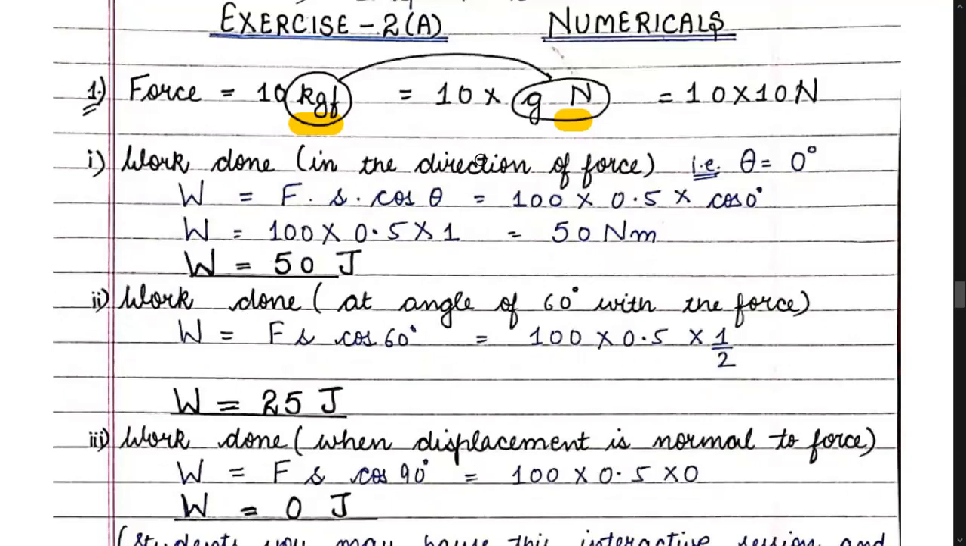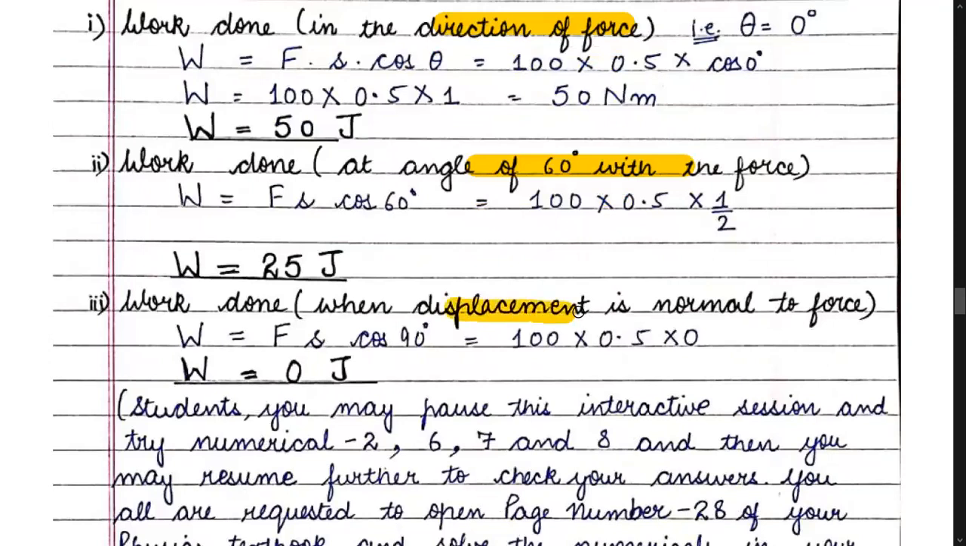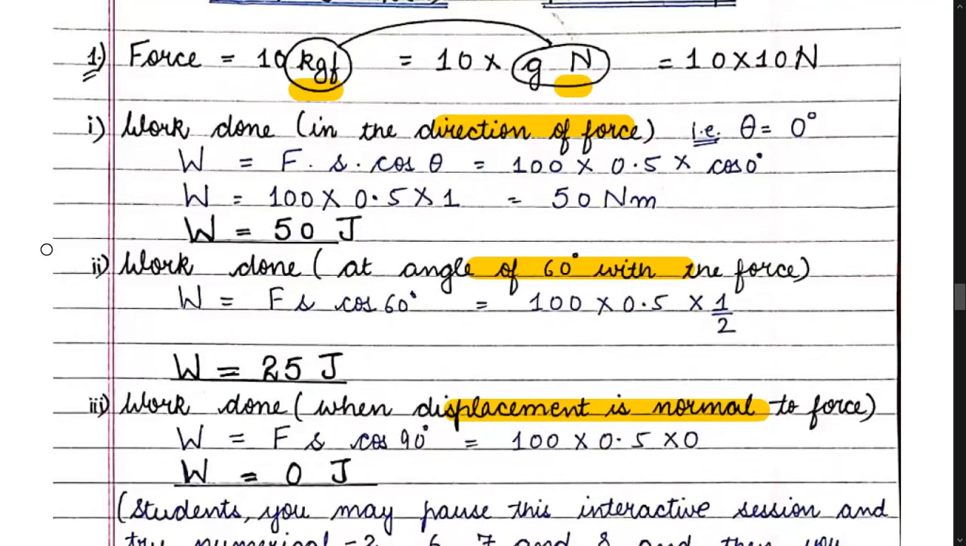When the direction of force is same as displacement. Second, when displacement and force are 60 degrees to each other. Thirdly, when displacement is normal to the force. Children, look at the question and then do it yourself. Again, it is given in the PDF also. You can see it in front, but I want you all to try yourself.